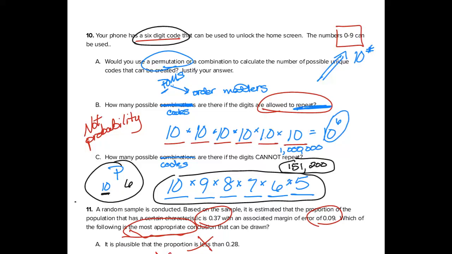Now, if you recognize that it is a permutation and you have 10 different choices and you're doing 6 at a time, you can do that, or just write the spaces, okay? Write the spaces. So Anna, does that make sense for that one?